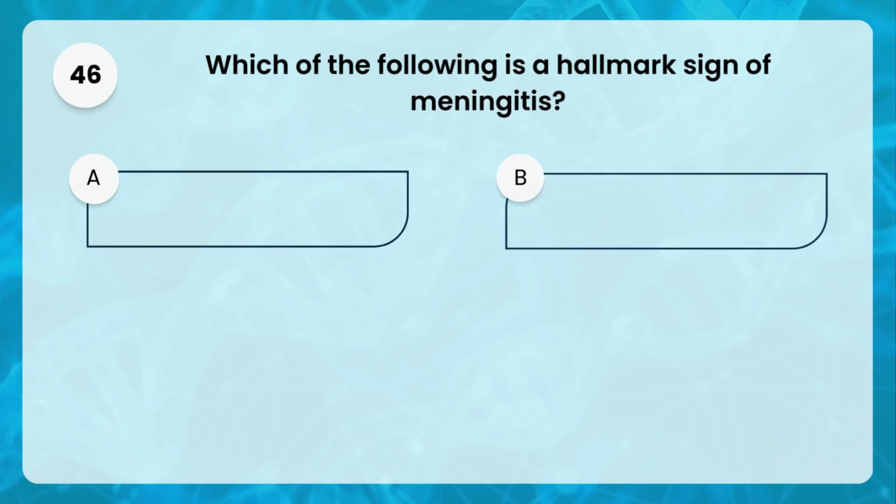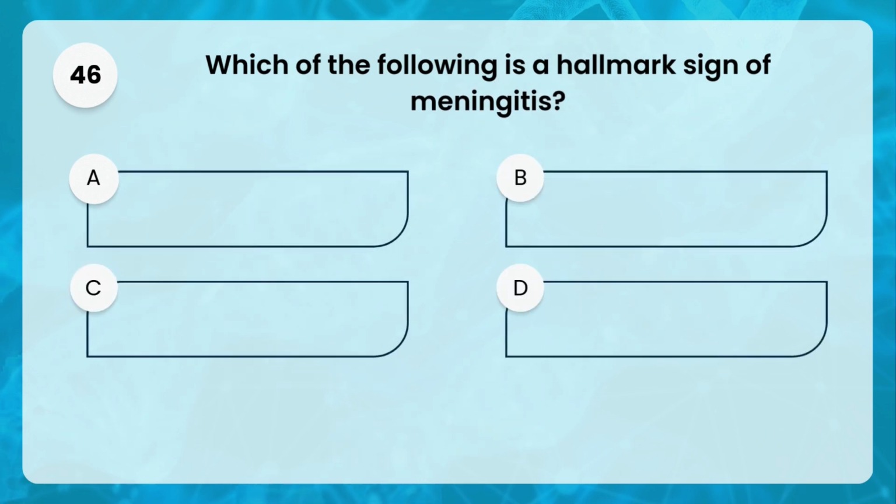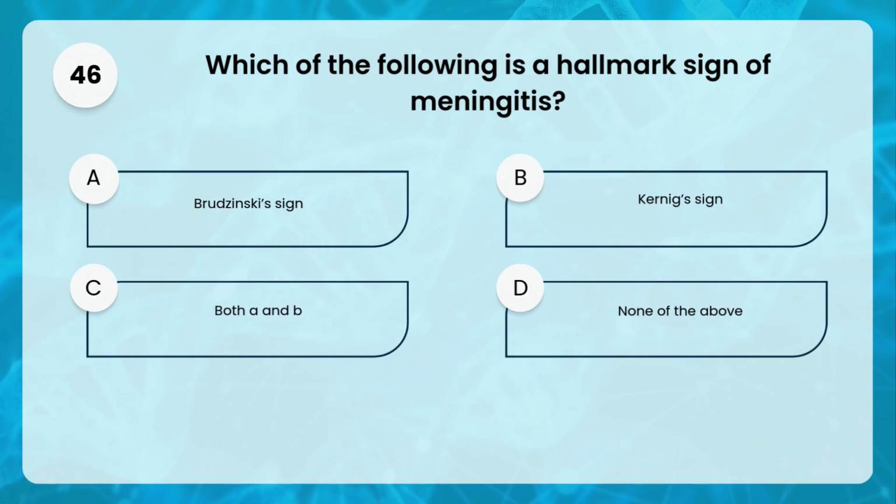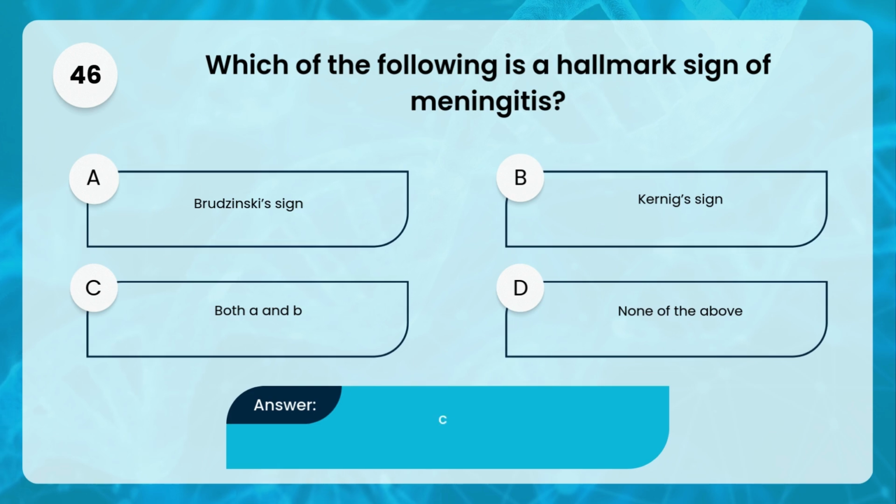Number 46. Which of the following is a hallmark sign of meningitis? A. Brudzinski's sign. B. Kernig's sign. C. Both A and B. Or D. None of the above. The answer is C. Both A and B.